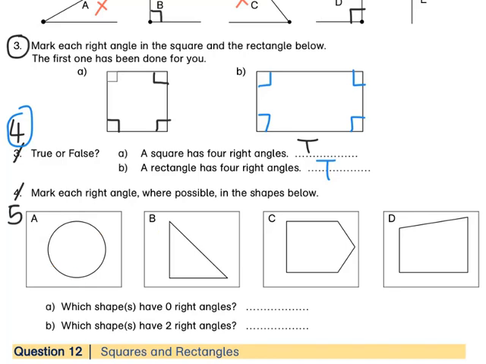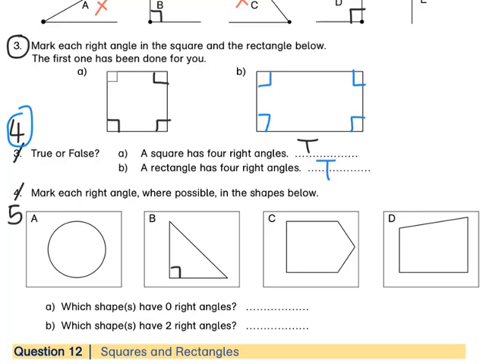For B, is that a right angle? No, it does not form a square corner. Is this a right angle? Yes, that forms a perfect square corner. And this last angle here, is that a right angle? No, it forms no square corner. Press pause to complete all of 5, marking these angles by yourself now.